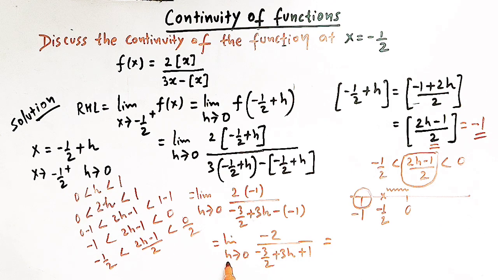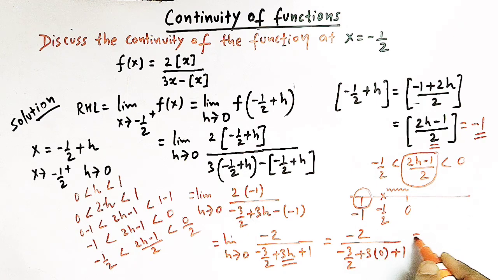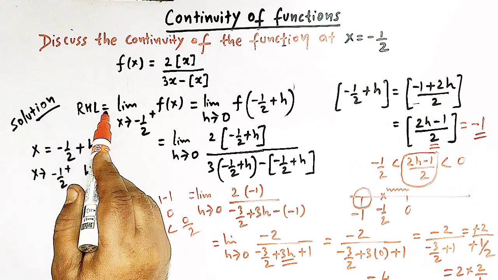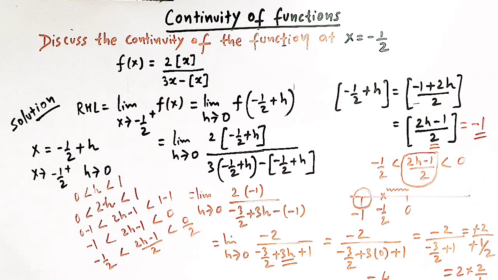So now when we take h tending to 0, this term is 0. So we have minus 2 minus 3 by 2 plus 3 times 0 plus 1. So this is minus 2, and minus 3 by 2 plus 1. So minus 2 over minus 3 plus 2 is minus 1 over 2, right? So minus and minus get cancelled, so we have 2 times 2 over 1, that is equal to 4. So the right hand limit of this function is equal to 4.